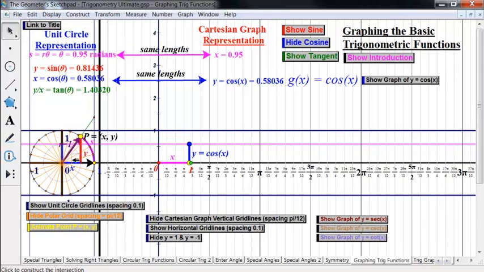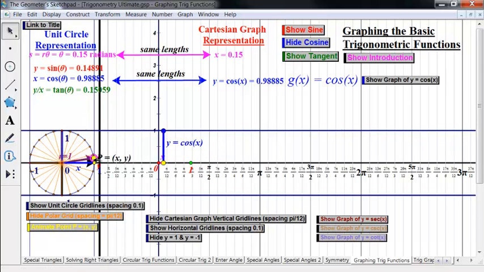So let's get the connection again. The angle measurement over here on the unit circle graph is the x value over here. So the two pink links are the same. This one's curved on the left and straight on the right. Then the two blue links here and here are the same, which is the cosine. So let's check it out.